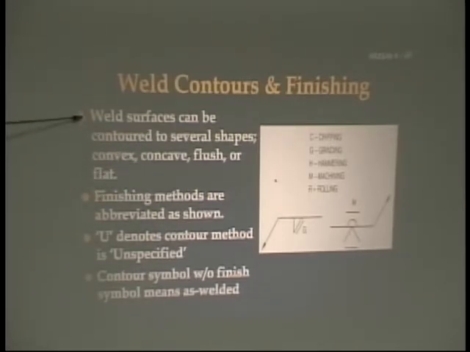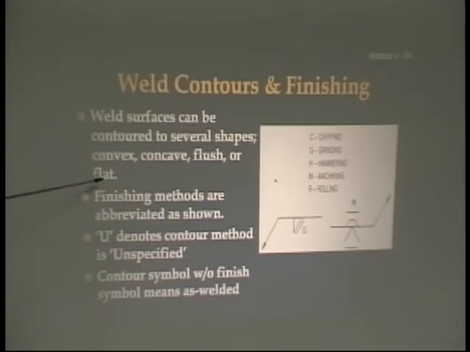So weld surfaces can be contoured to several shapes. Convex, that's where it's sunk in. Concave, that's where it's crowned. And then flush or flat. So you're going to have the symbols, as shown in your text. If it's going to be concave, it's going to have a slight crown on it. Convex, it's going to be sunken in. And flat, of course, is going to be flat. And then there's different types of finishing.